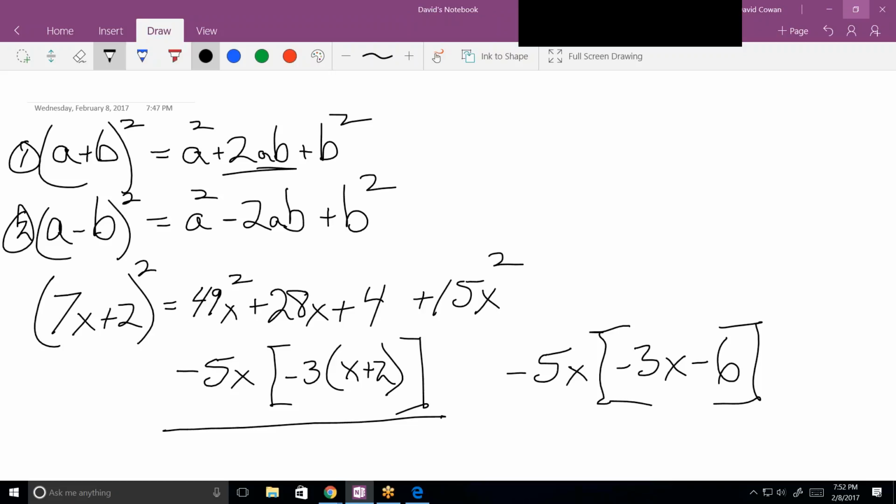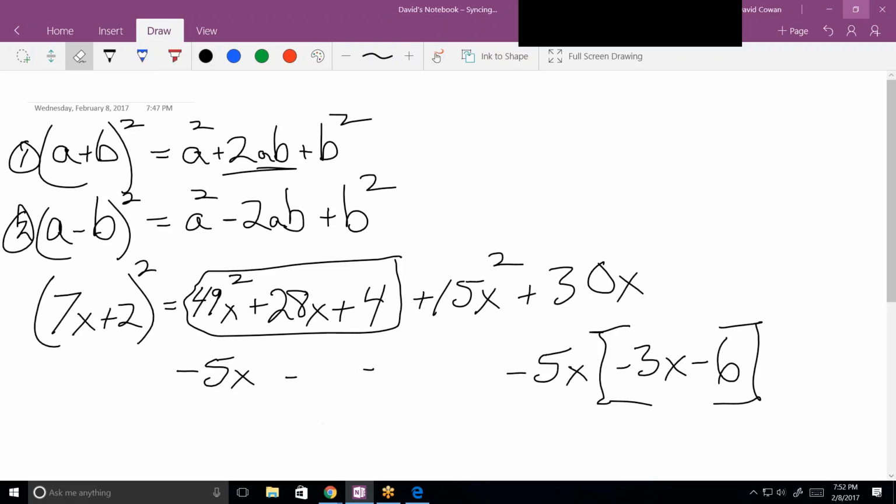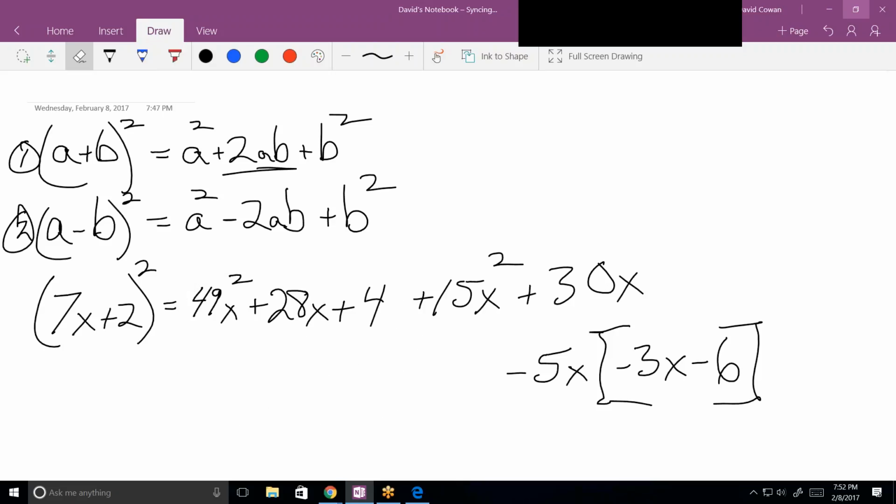Okay. In other words, remember this whole thing was being combined with 7x plus 2 squared. And we did that part to get that. But now we're doing the rest of it. And that's plus 15x squared. What's the final piece? Plus 30x. Okay. Erase some of this stuff. Combine everything for a final answer.